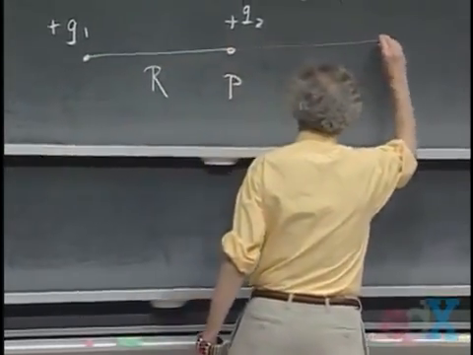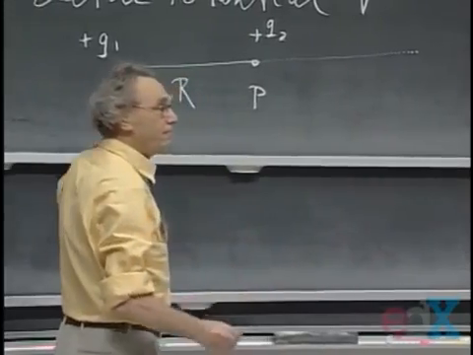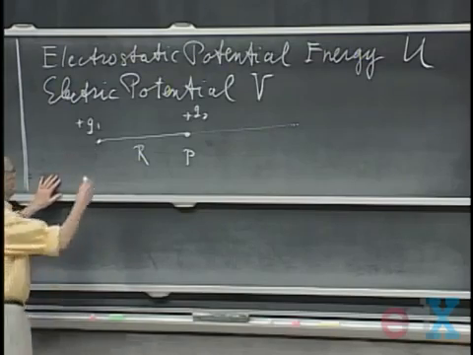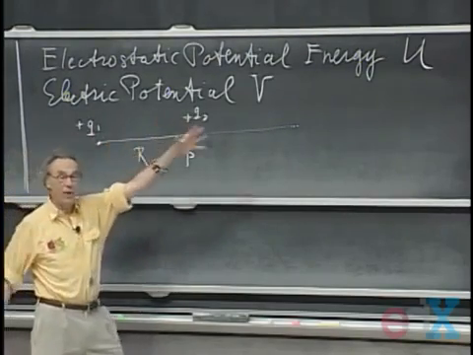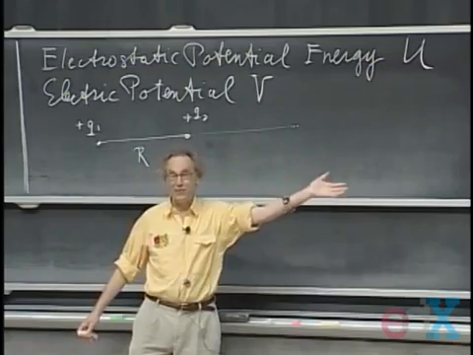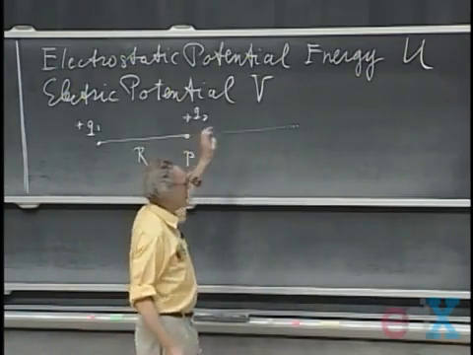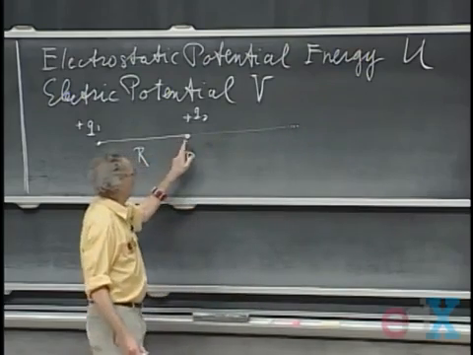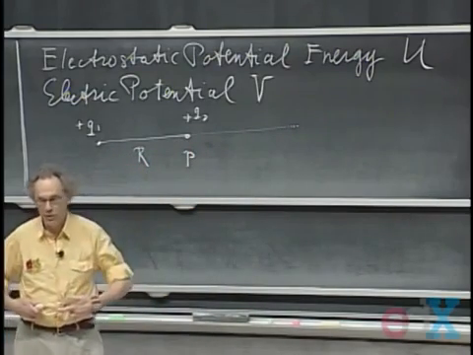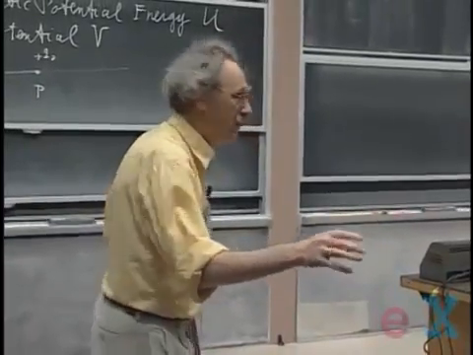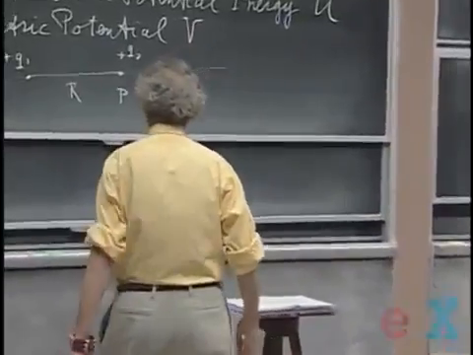Well, we first put Q1 here. If space is empty, this doesn't take any work to place Q1 here. But now I come from very far away, we always think of it as infinitely far away. Of course, that's a little bit of exaggeration. And we bring this charge Q2 from infinity to that point P. And I, Walter Lewin, have to do work. I have to push and push and push. And the closer I get, the harder I have to push, and finally I reach that point P.